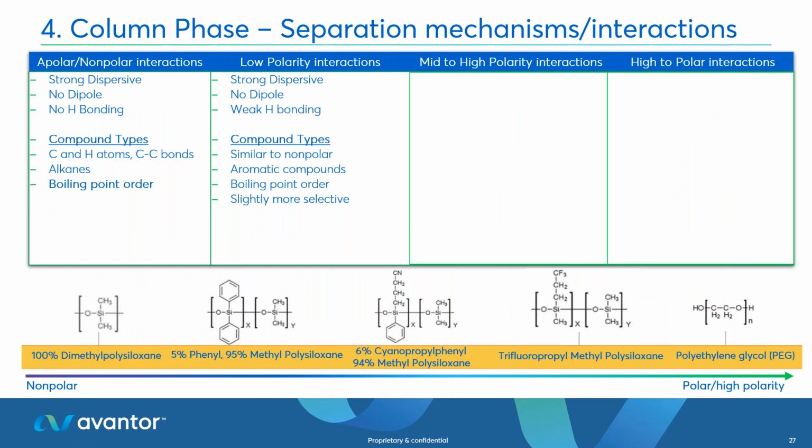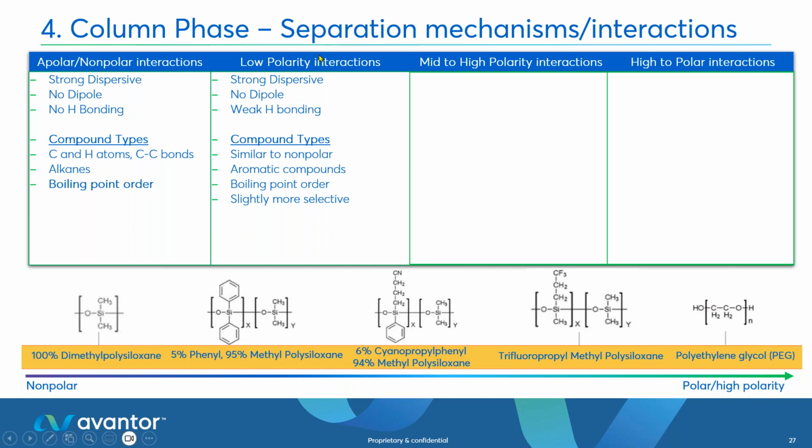Then when we look at the separation mechanisms, for non-polar phases, you can see that they have strong dispersive interactions, no dipole, no hydrogen bonding interactions. The types of compounds that can be analysed here contain carbon and hydrogen atoms, carbon to carbon bonds. Some example groups are alkanes, but these all elute in boiling point order. And if you inject a sample that has a group of compounds from the same compound group, they will elute in boiling point order.